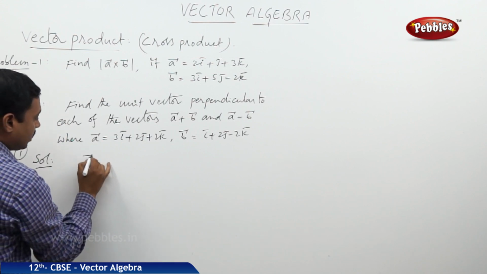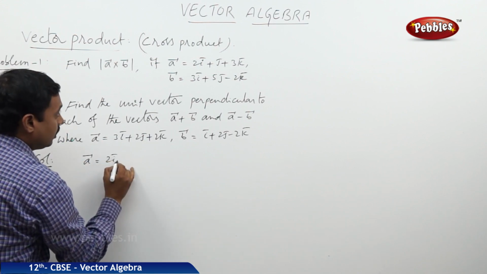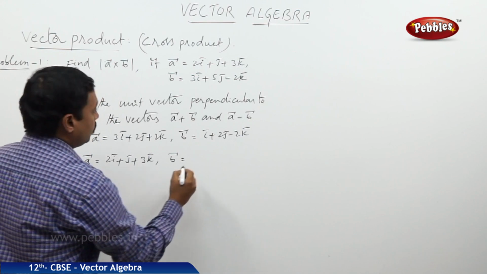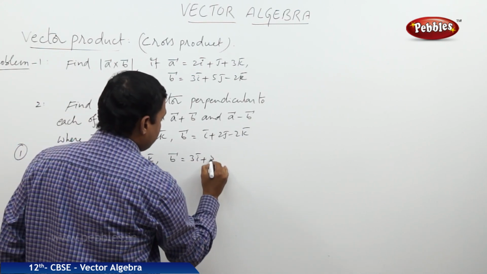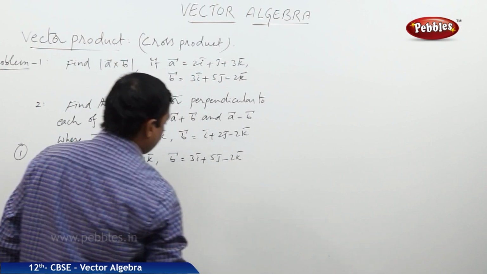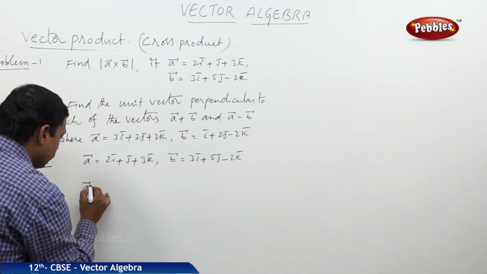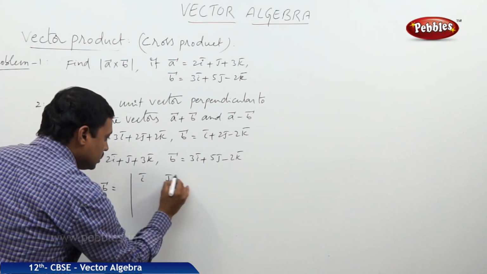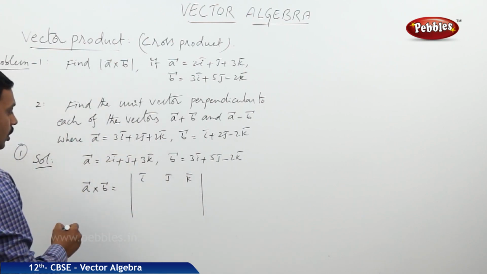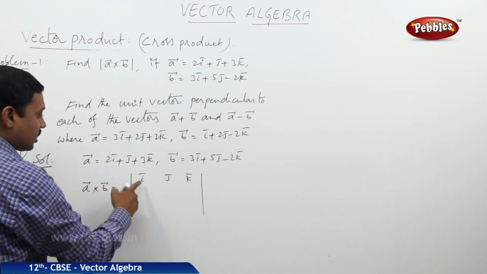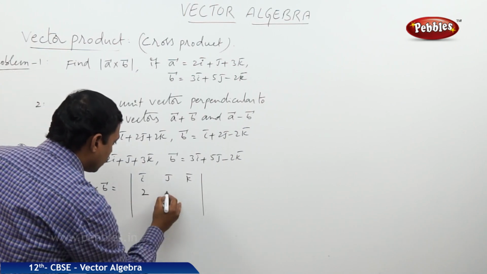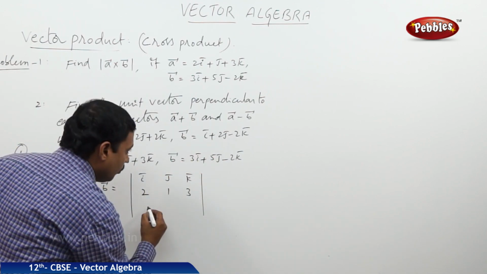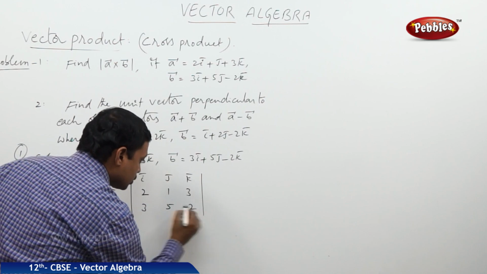Given that the vector A bar is equal to 2i plus j plus 3k and the second vector B bar is equal to 3i plus 5j minus 2k. Now A cross B, the cross product of the two vectors, is given by the determinant of i, j, k. Now write the components of the A vector in the second row, they are 2, 1, 3, and take the components of the B vector in the third row, 3, 5, minus 2.